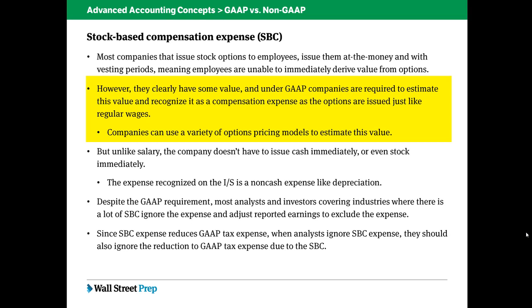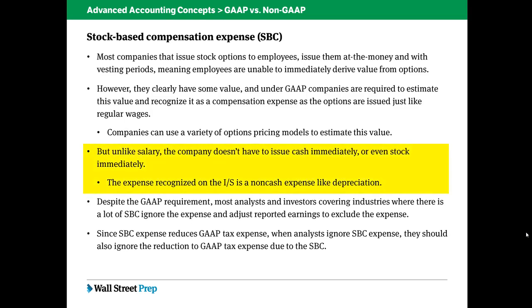And so because of that, under GAAP, companies are required to estimate this value today, that's the accrual principle, and recognize it as compensation expense, just like regular wages. Now, companies can use a variety of option pricing models to estimate this value. But unlike salary, the company doesn't have to issue cash immediately or even stock immediately. The expense recognized on the income statement is therefore a non-cash expense like depreciation. It represents simply an accounting valuation of the potential future value of stock options.